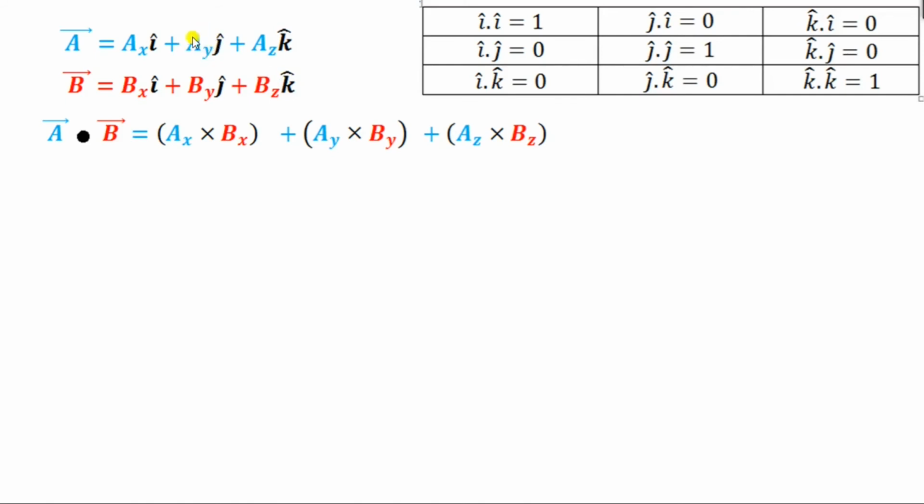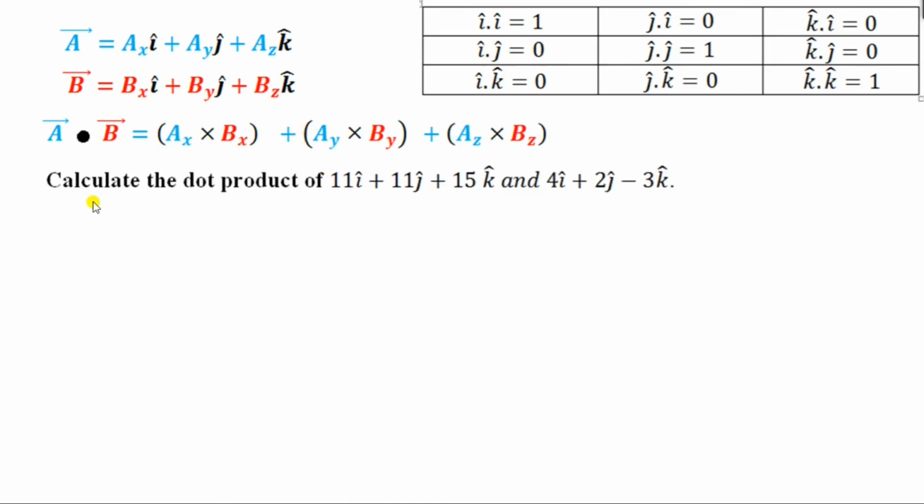So now I'll multiply this with this term. So ay into bx into ij, so again it will be 0. Now again ay into by, and there is j and j, that means this term is not 0 because j into j is 1, so I'll write this term, and all other terms will be 0, only the multiplication of like terms will be there. So a dot b is ax bx plus ay by plus az bz. Other terms will become 0 because of this thing.